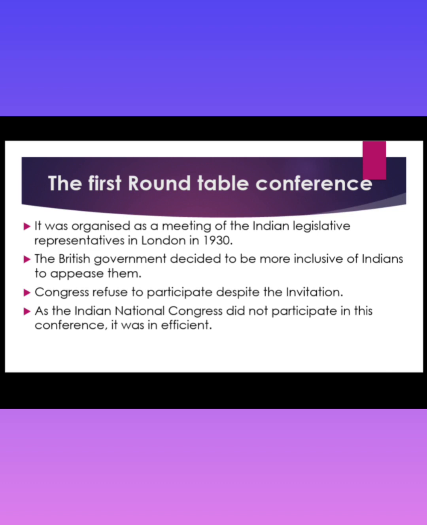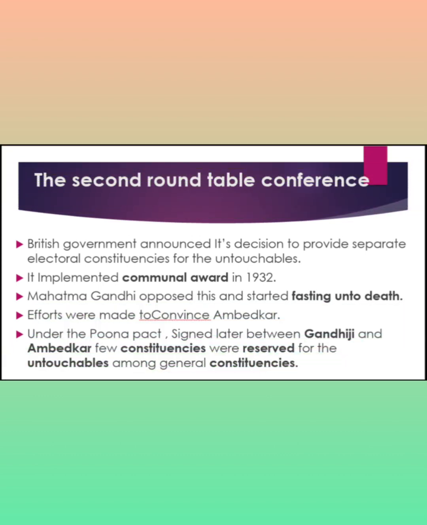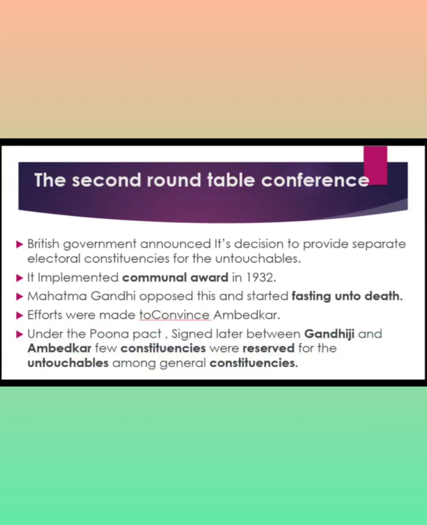It was ineffective. In order to make the next conference productive, a pact called the Gandhi-Irwin Pact was signed between Viceroy Irwin and Mahatma Gandhiji. As a result, the Congress stopped the civil disobedience movement and agreed to participate in the second Round Table Conference. Dr. B.R. Ambedkar and Muhammad Ali Jinnah participated in the conference.